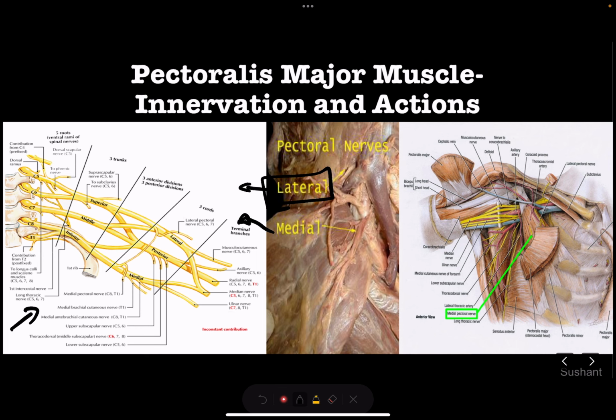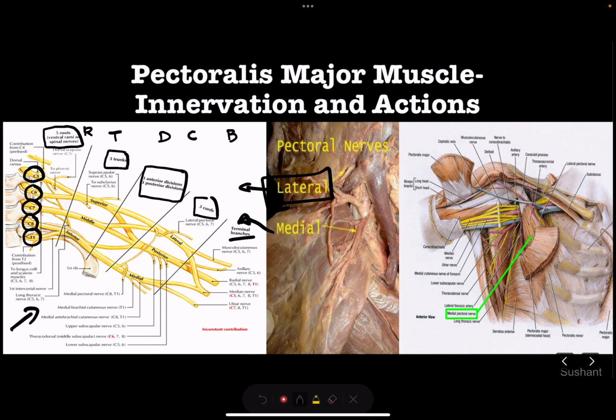So we know that the brachial plexus has parts which are known as roots, trunks, divisions, anterior and posterior divisions, then we have the cords, then we have the terminal branches. So we have R, T, D, C, B, right? Now the roots of the brachial plexus are the C5 root, C6 root, C7 root, C8 root, and T1 root. Okay, so these roots join and form the trunks.